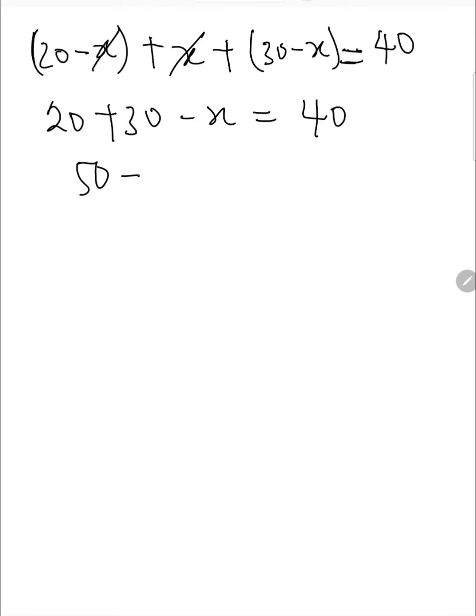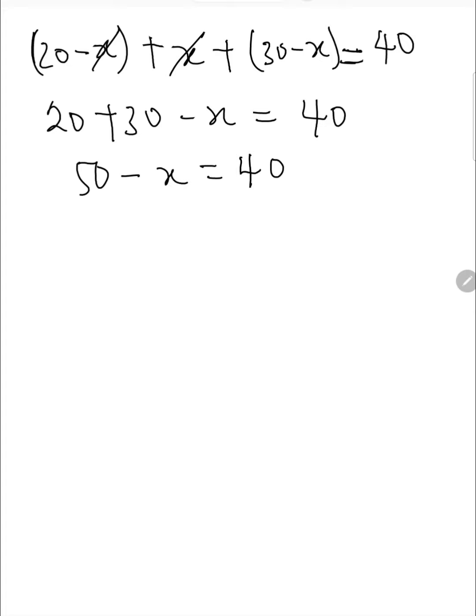Okay. So from here, we can say this X will cancel this X. Why? Because negative X plus X will give us 0. In the same way, we are now left with 20 plus 30 minus X is equal to 40. So this is algebra. 30 plus 20 will give us 50 minus X is equal to 40.